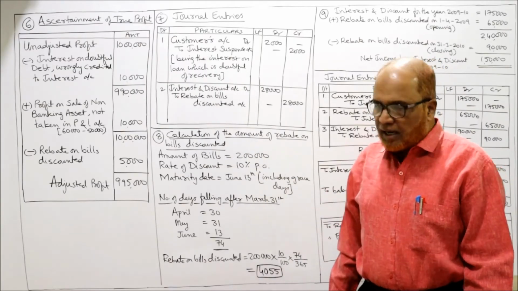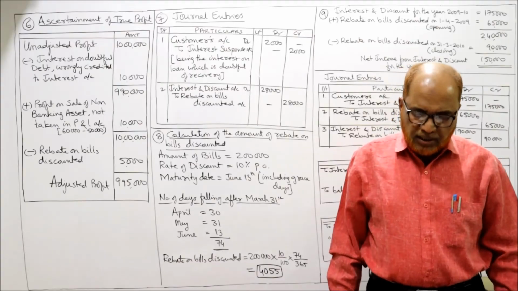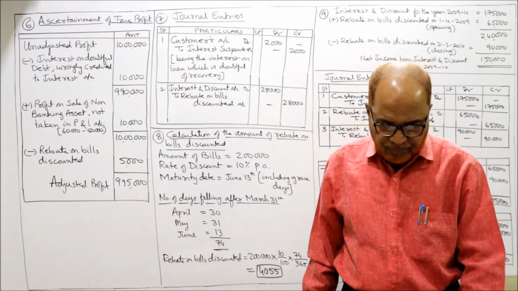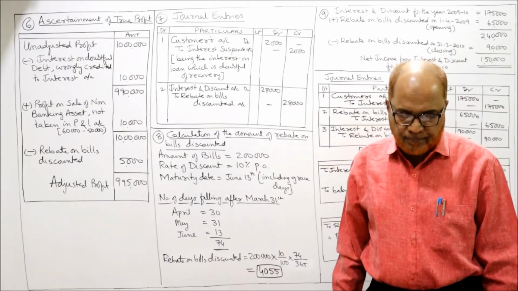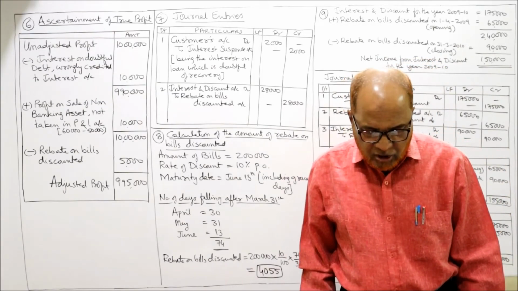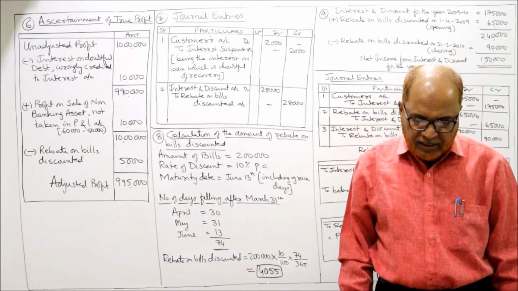Seventh problem. Eighth problem you see. The bank closes its books on 31st March 2004. Now the total bills discounted are rupees 2 lakh and mature at an average due date of June 13th, including days of grace.